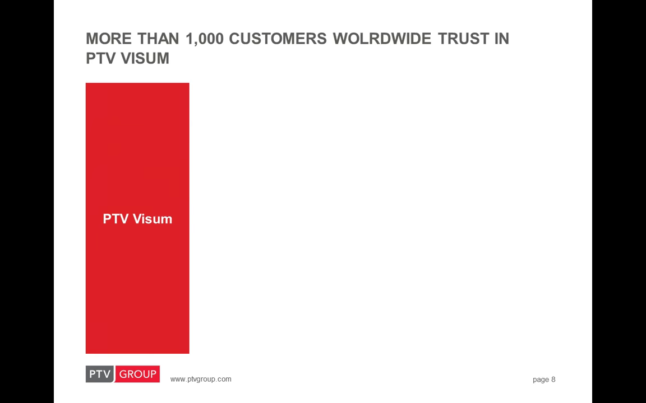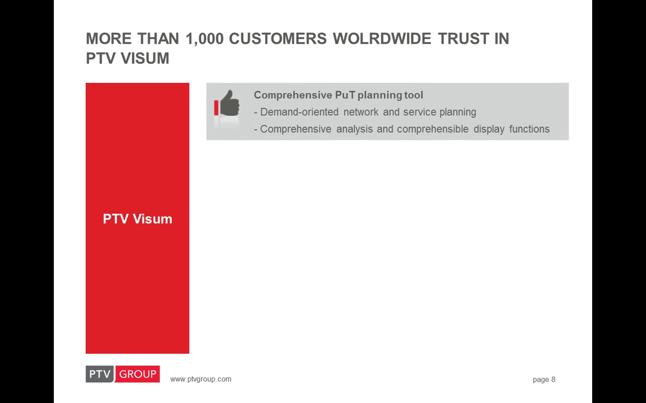PTV Visum is used for many applications. This can be in private transport, traffic impact studies, or it can also be for multimodal applications, for example, for master planning for the next 20 or 30 years. Today we focus on applications in public transport. The main advantage of PTV Visum for public transport is that it's a comprehensive public transport planning tool. So it has a lot of analysis functionalities and also a lot of visualization functions.